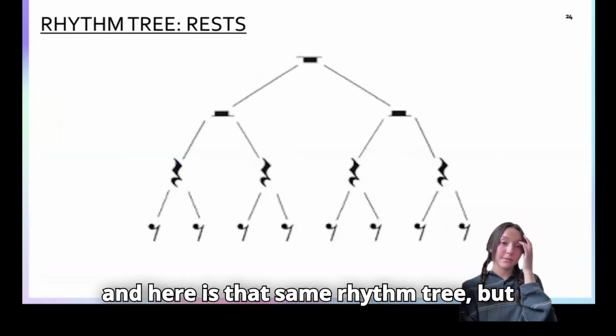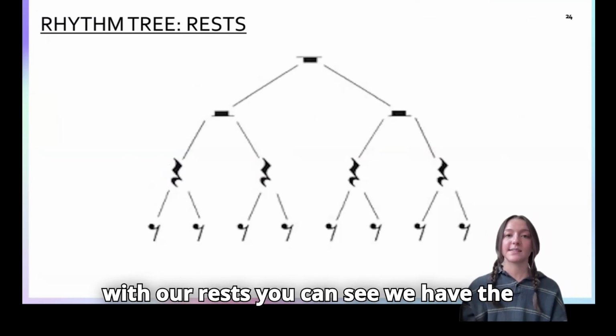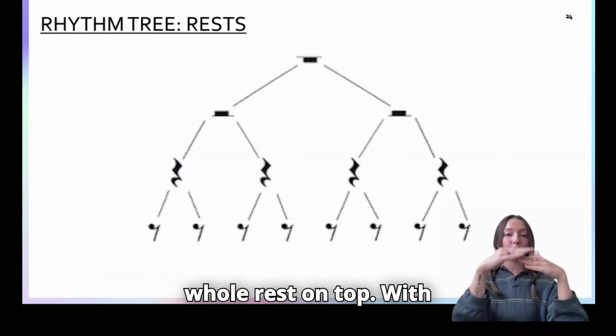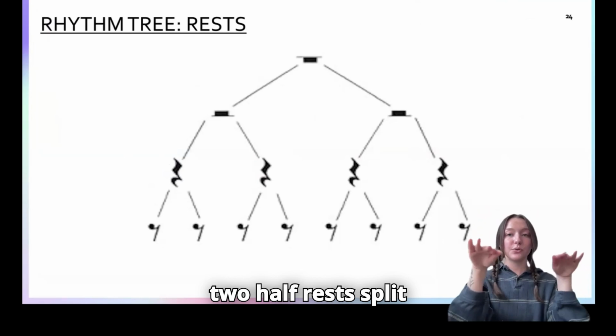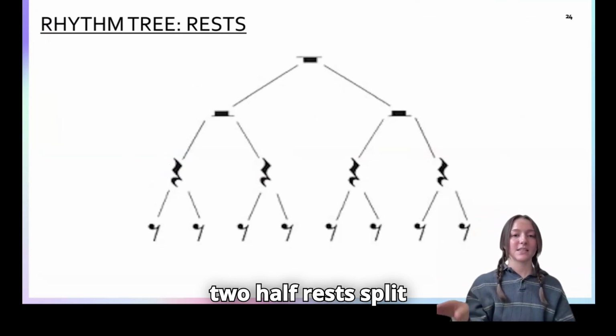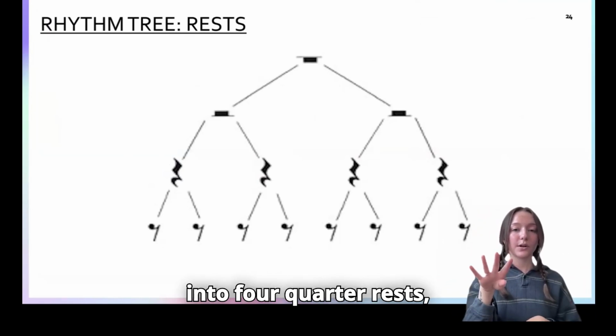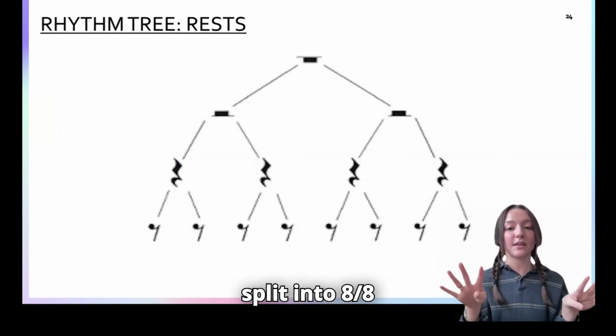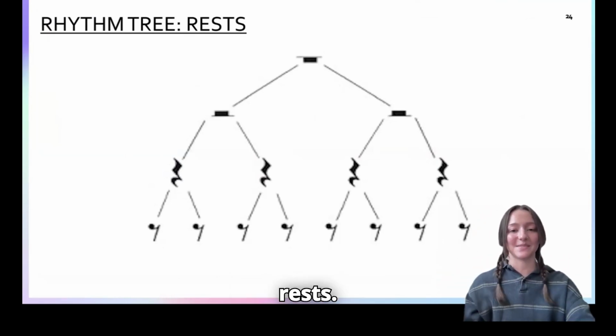And here is that same rhythm tree, but with our rests. You can see we have the whole rest on top with 2 half rests split into 4 quarter rests, split into 8 eighth rests.